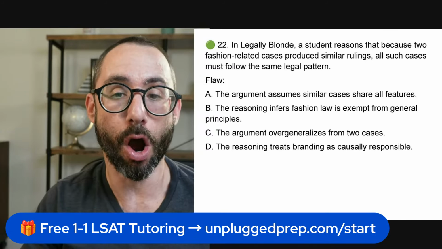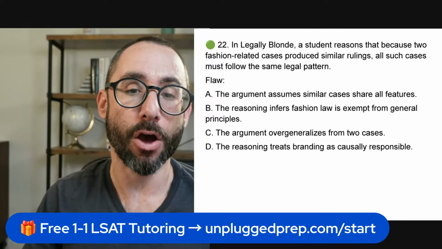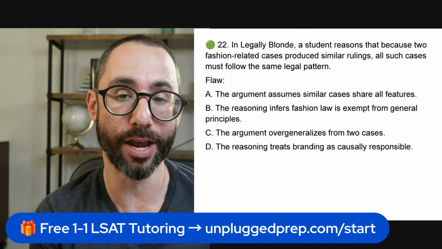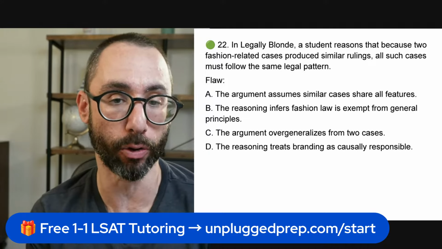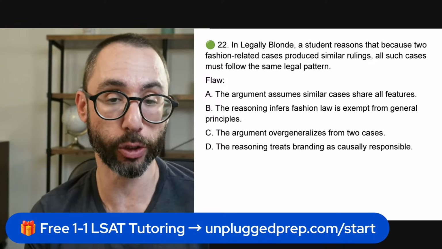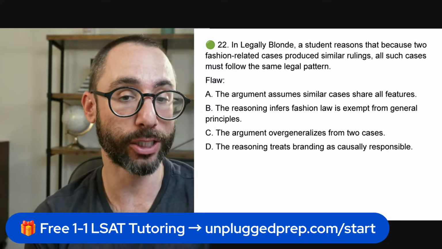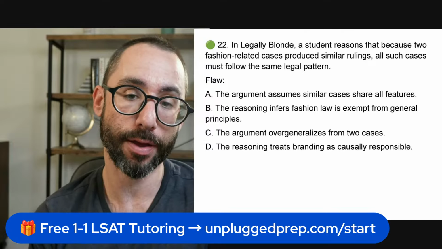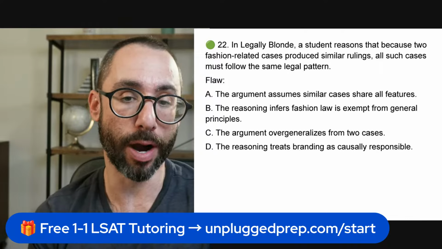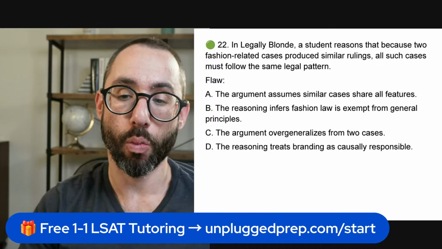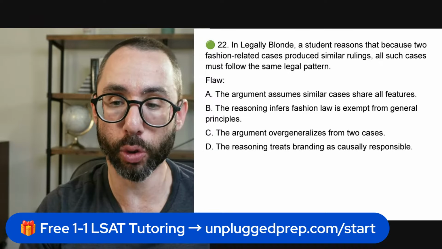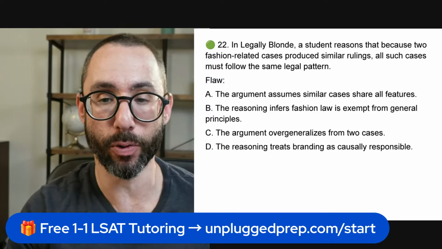Well done, folks. On to 22. In Legally Blonde, a student reasons that because two fashion-related cases produced similar rulings, all such cases must follow the same legal pattern. What's the flaw? A, the argument assumes similar cases share all features. B, the reasoning infers fashion law is exempt from general principles. C, the argument overgeneralizes from two cases. Or D, the reasoning treats branding as causally responsible. When you have your answer, please drop it in the chat, A, B, C, or D. If you're not sure, just drop a question mark, but do commit to an answer.